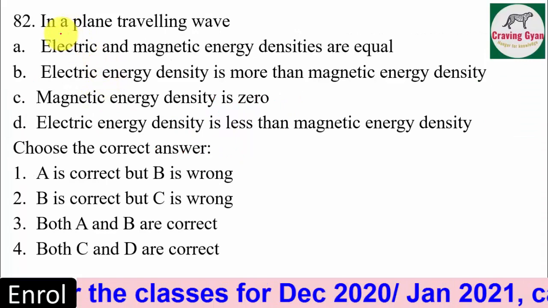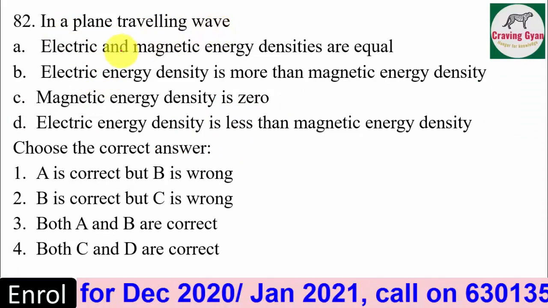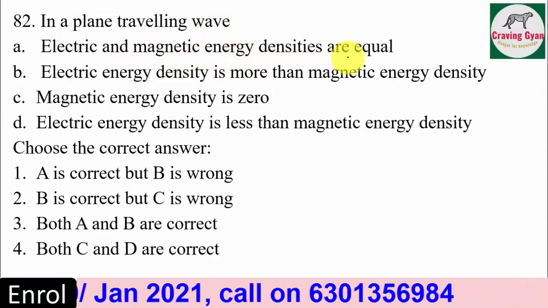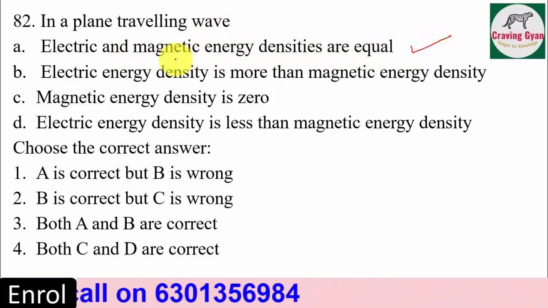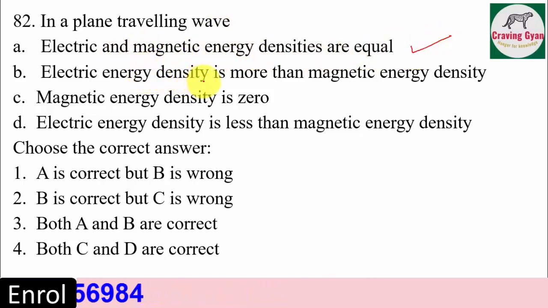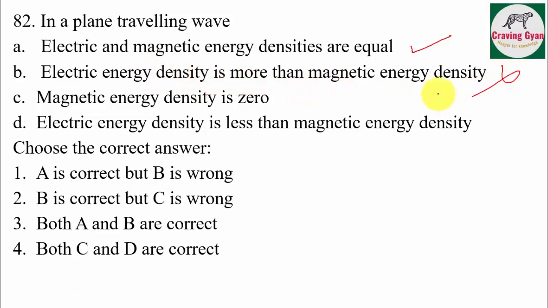Moving on to the 82nd question, what they have given is, in a plane wave traveling, electric and magnetic energy densities are equal. Yes, it is equal. Electric energy density is more than magnetic energy density? It is wrong. Magnetic energy density is 0? It can't be. Why? Electric field generates a magnetic field, which generates an electric field, and this process continues. Precisely, electric field strength is more when compared to magnetic field strength, but the densities will remain the same. So A is correct but B is wrong.